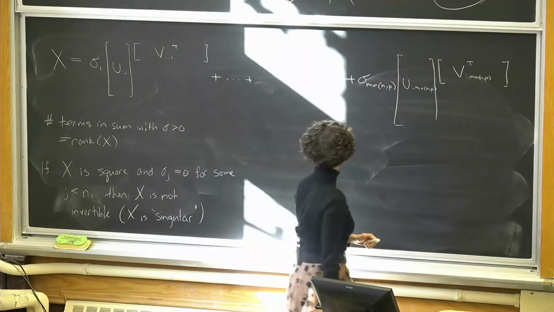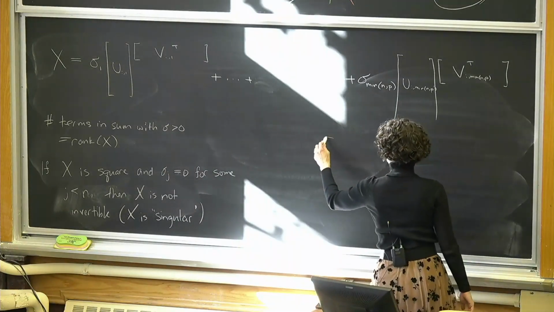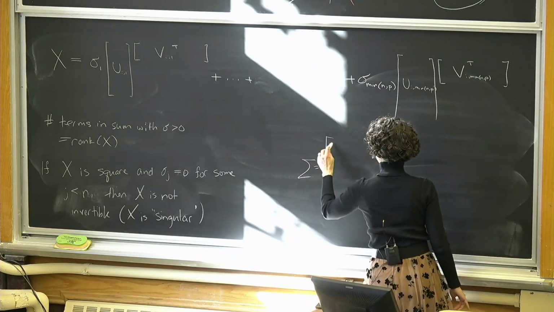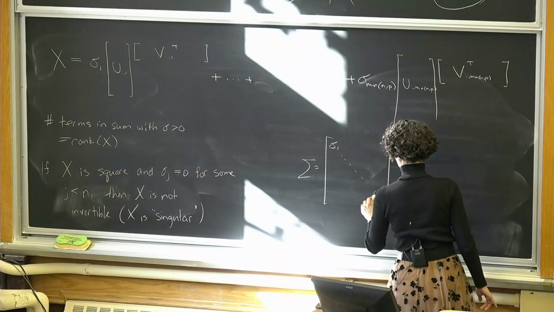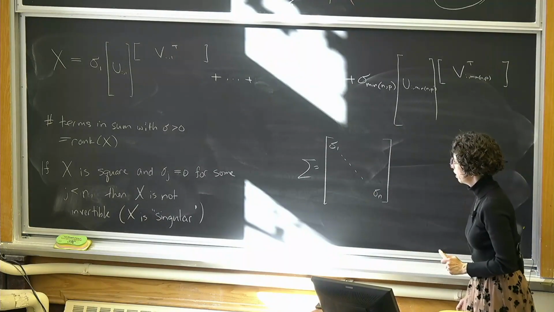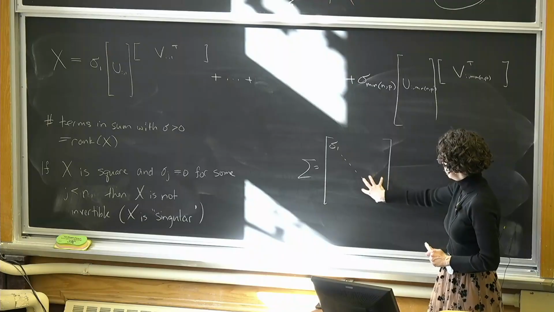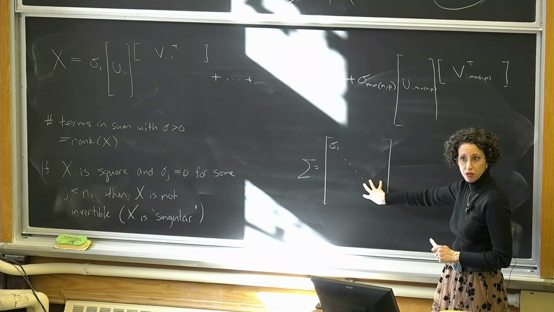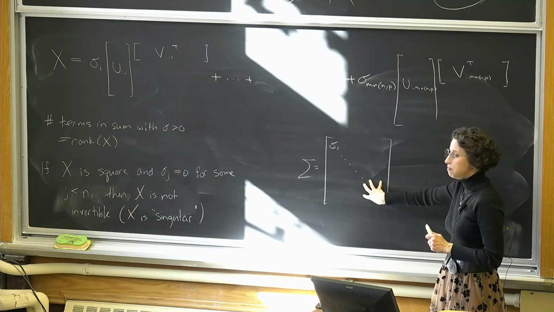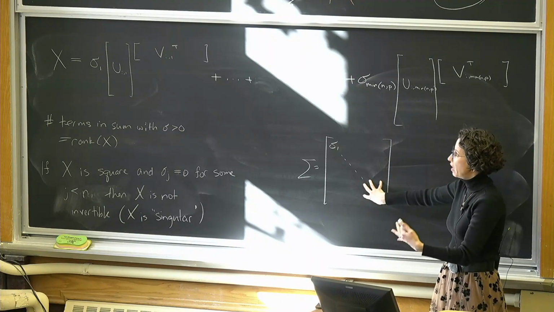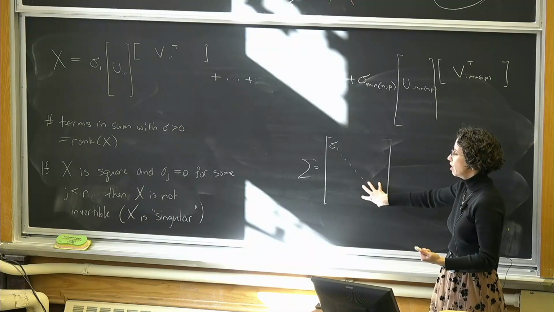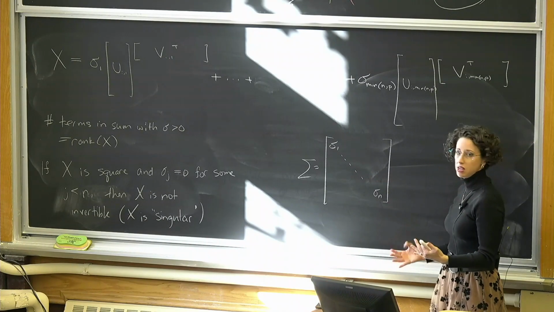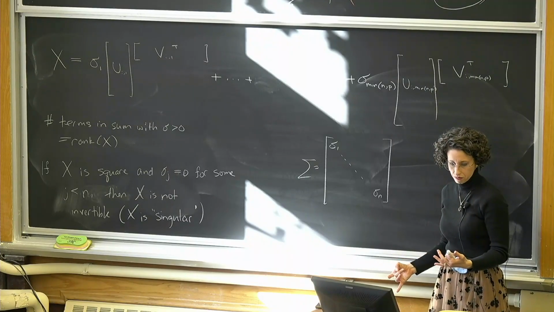Okay, so if we have this singular value matrix here with singular values sigma 1 all the way to sigma n, and if any of these diagonal entries are equal to 0, then that immediately tells us that the rank of this matrix X is less than n, and we cannot invert the matrix.